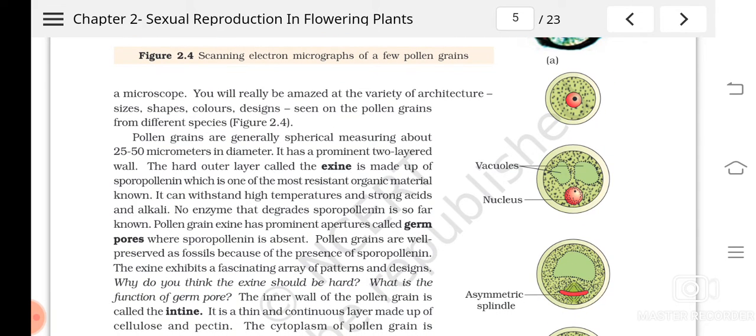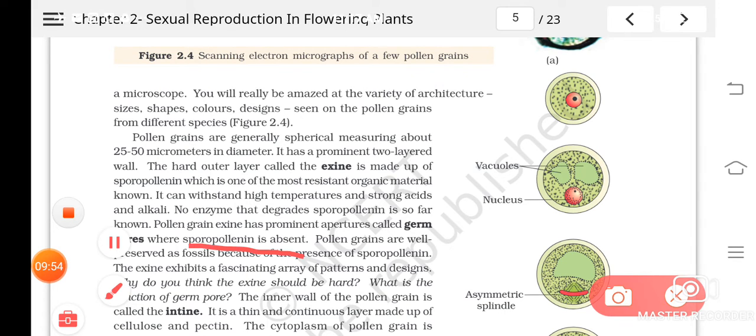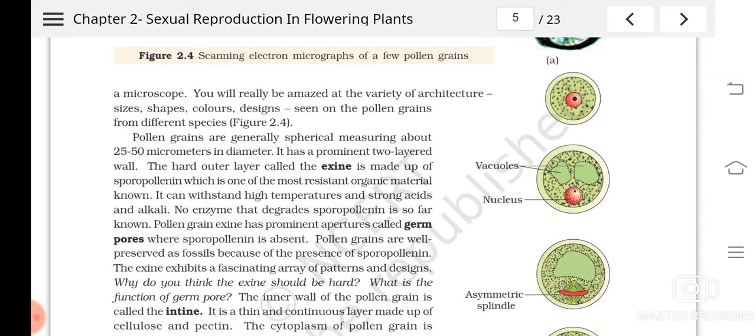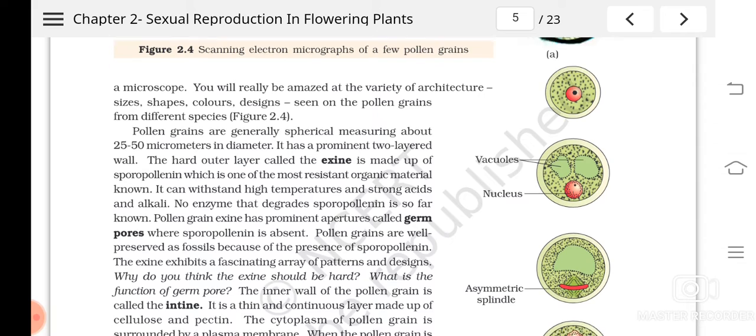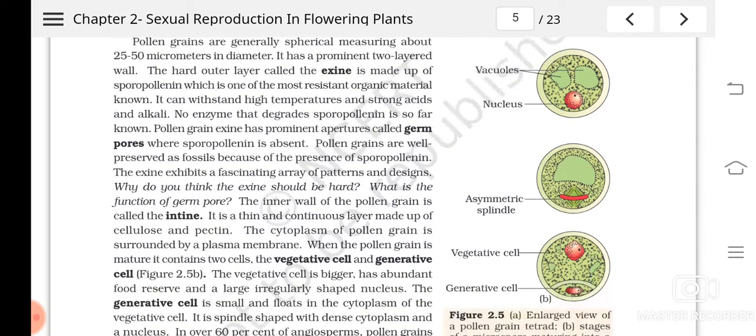And if it is so resistant, then how can the pollen tube germinate, isn't it? When pollination happens, the pollen grain has to germinate. So how is it possible? Because there are certain pores where the sporopollenin is absent. That region is known as germ pores. So through germ pores only, pollen tubes come out. Understood? During pollen germination. So the outer layer is known as exine and it contains a substance known as what? Sporopollenin.